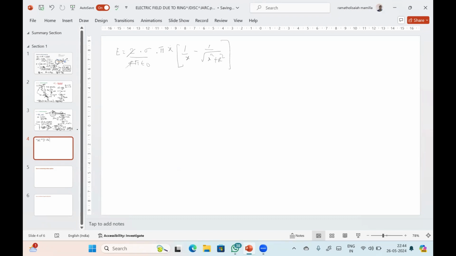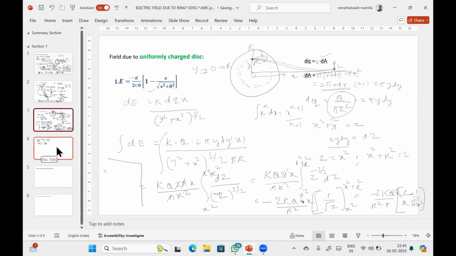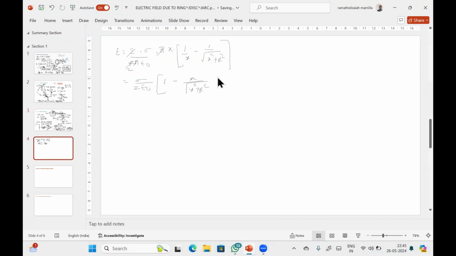So now these two get cancelled. 2 and 4 get cancelled. Pi get cancelled. The answer is sigma by 2 epsilon naught. x goes inside, x by x, 1 minus x by root over x square plus r square. This is the answer for this: sigma by 2 epsilon naught, 1 minus x by root over x square plus r square.